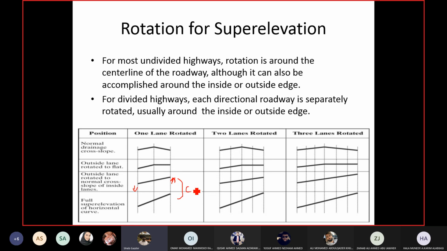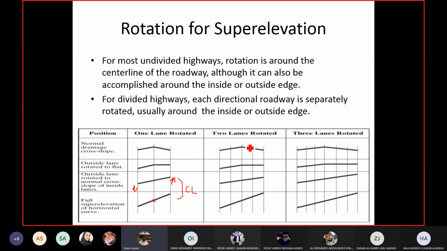If it is rotation around the center line, I cannot change the elevation of the center line. So if I maintain this elevation, then I have to increase here and I have to decrease here. This is when you are rotating one lane, this is for rotating two lanes, this is for rotating three lanes. When I'm saying I'm rotating one lane, I'm talking about the outside lane. The highway has double the number of lanes which I'm rotating. I'm only talking about the outside lane here.